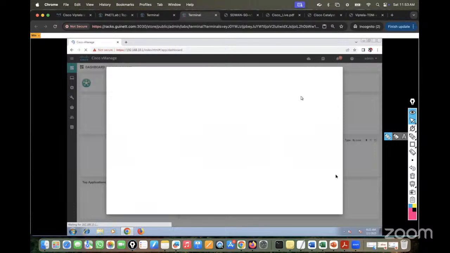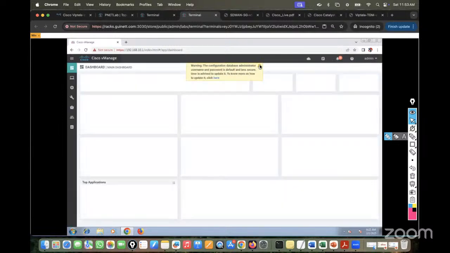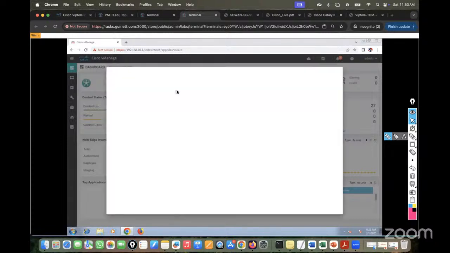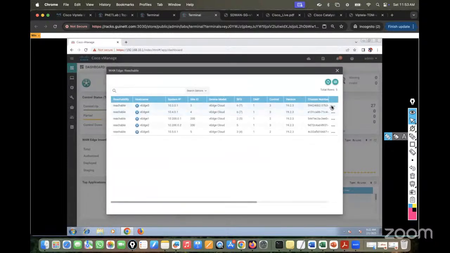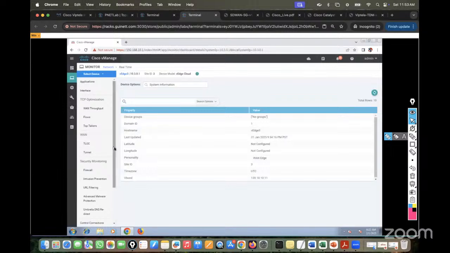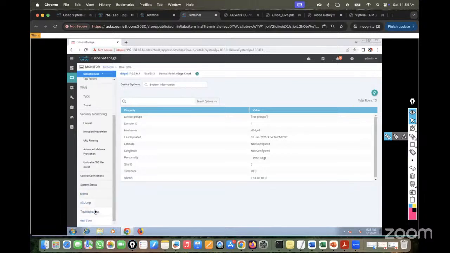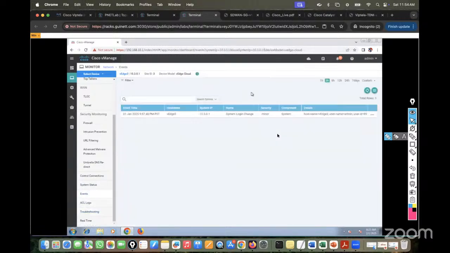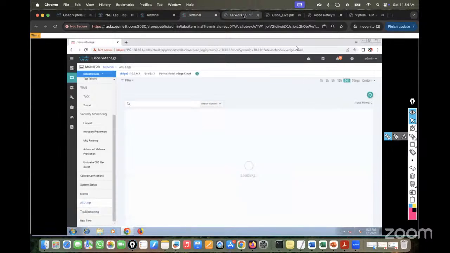So let me show you. Why is it not responding? Just hold on. If I go here, you will see. Yeah, if I go here in real time, you are going to find the troubleshooting scenario. If you want to see the WAN throughput and top talkers, you are going to get it here. If you're going to troubleshoot, you can do the ping, trace, health check, app route, and control connection. You can also see event logs. So this is something about the troubleshooting.